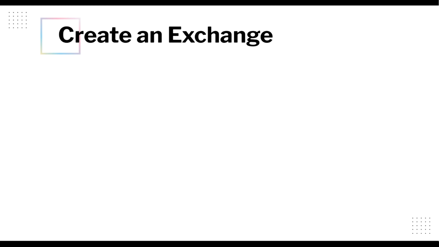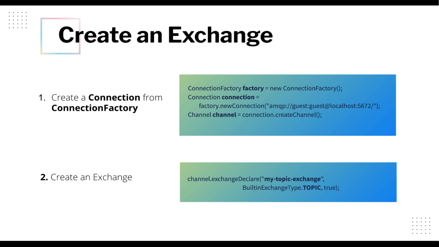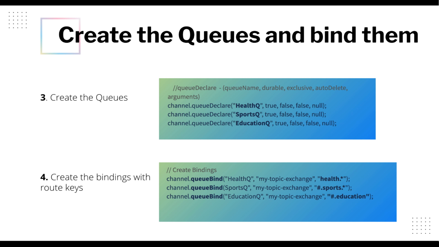Next, we will look into how to create an exchange. You already know you need to create a connection factory, then a connection, and then a channel from the connection. Once you have the channel object, you can call channel.exchangeDeclare, specify the topic exchange name, and then the built-in exchange type, topic. This will help you to create the topic exchange. Once you have the exchange created, you need to create the queues: health queue, sports queue and education queue. After that, you need to create bindings. As you can see, the routing keys here are routing patterns. Health queue has health.star, sports queue has hash.sports.star and education queue has hash.education as the routing keys.